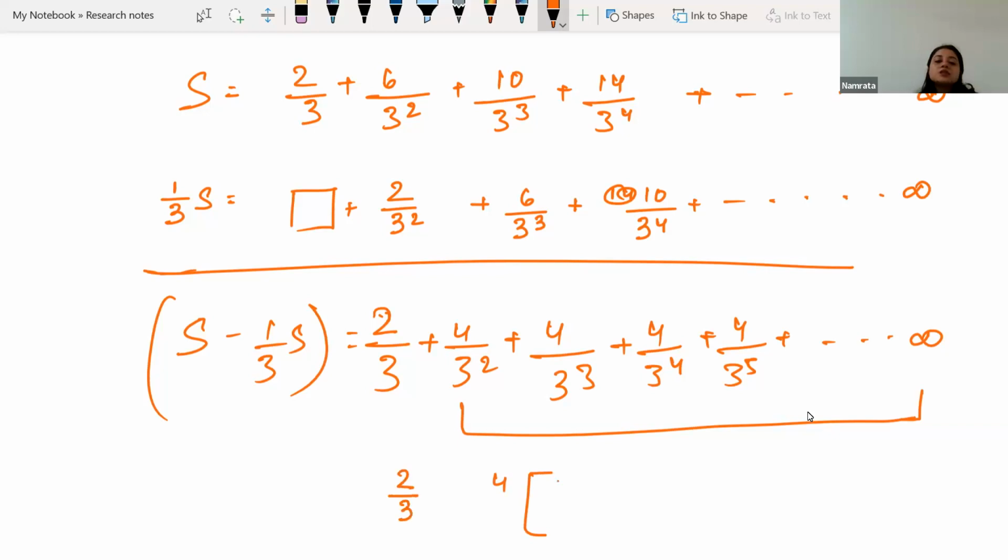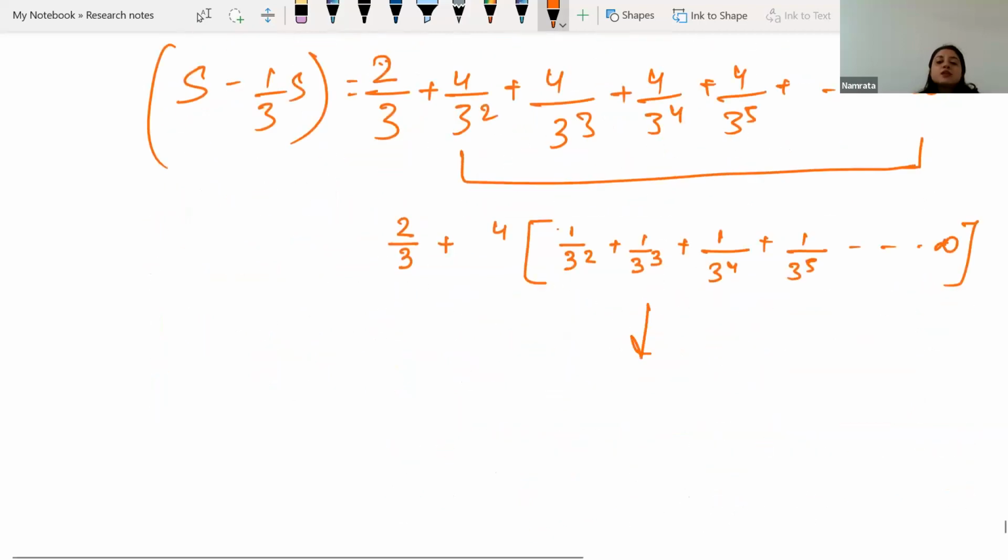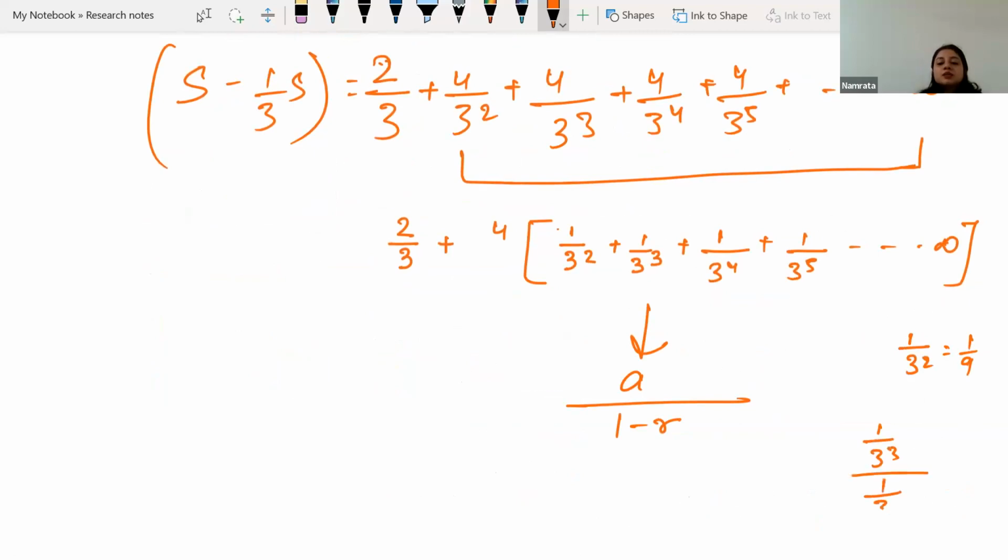So no worry, we will be copying down the first term. 4 we will be taking out common. It will just completely become the geometric series, where we know the sum of infinite terms formula is a by 1 minus r. Here a value is 1 by 3 square, that means 1 by 9, and r is 1 by 3 cube divided by 1 by 3 square. If you do that, you will get r as 1 by 3.